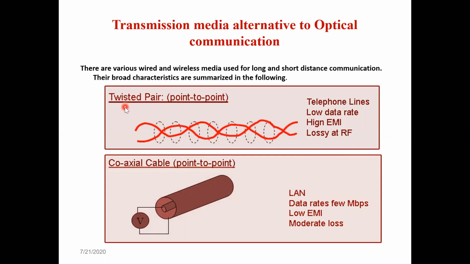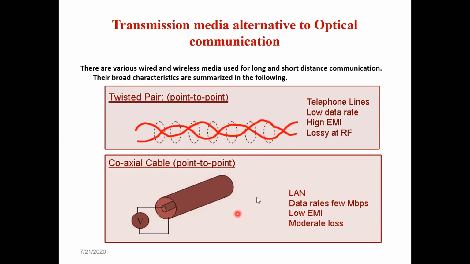So this was the first transmission media. We still use twisted pair cables. Then came the era of coaxial cable. Again, coaxial cable was used for point-to-point communication. It was used in a LAN setup. Wherever we have a local area network, we use coaxial cable. Compared to twisted pair, the data rate improved, in terms of few Mbps. The electromagnetic interference was reduced compared to twisted pair cable. The losses were moderate. So quite an improvement.